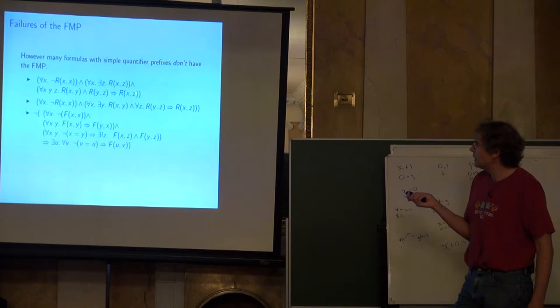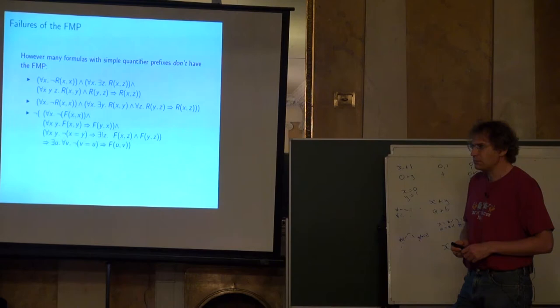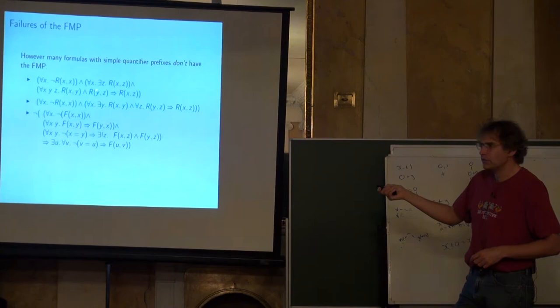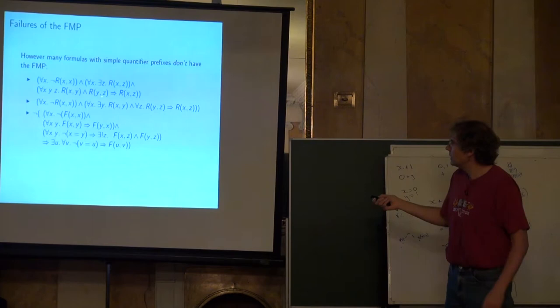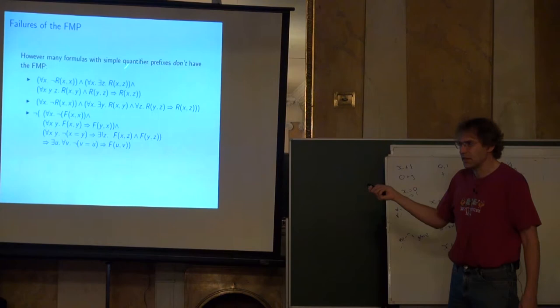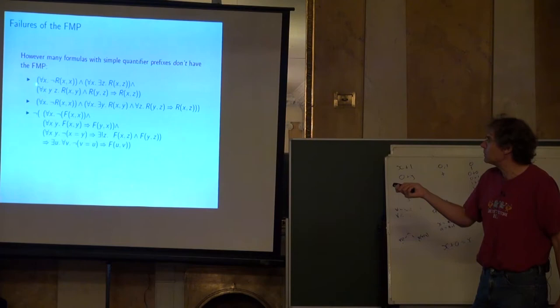It's quite easy to see that any model of that must be infinite because of this one. It's saying, every time you have an X, there must be a bigger Z. And because of transitivity and irreflexivity, you can't have any loops in your relation. So it must go on infinitely. So clearly it can't have any finite model. But equally clearly it does have models such as the numbers with less than. So that's an example where the finite model property fails.